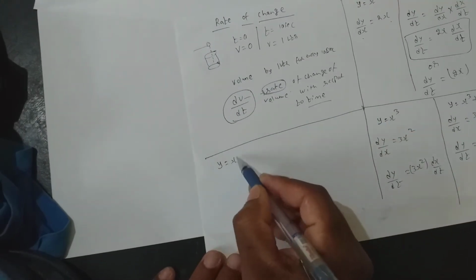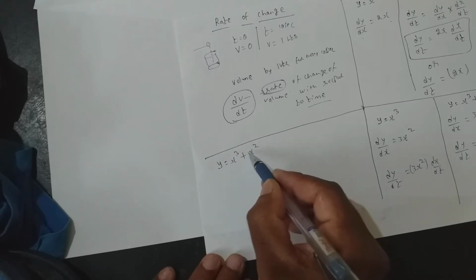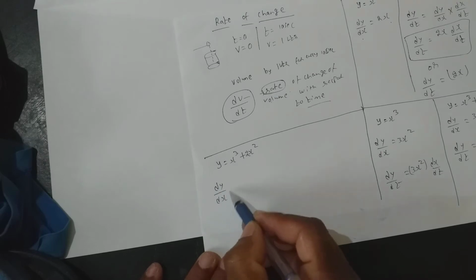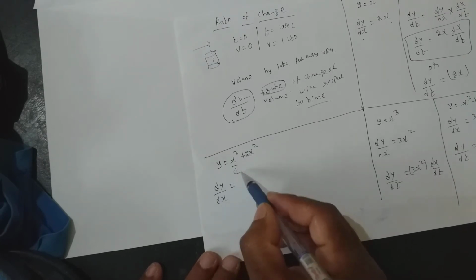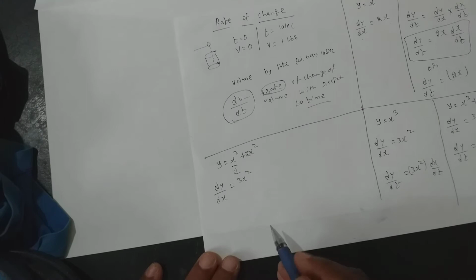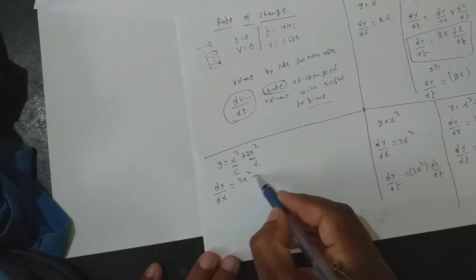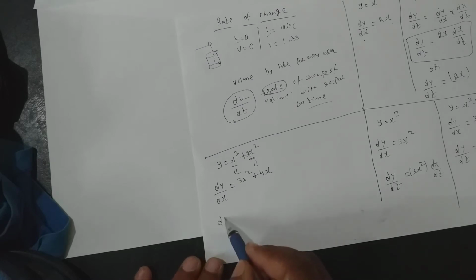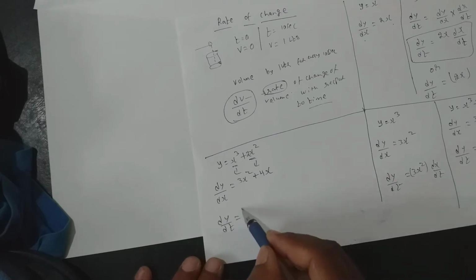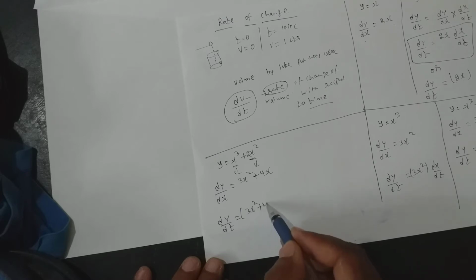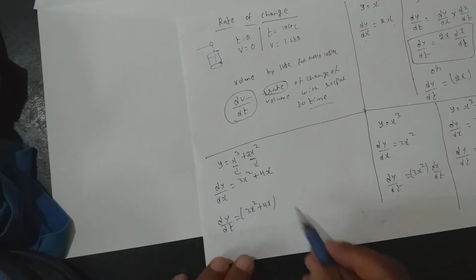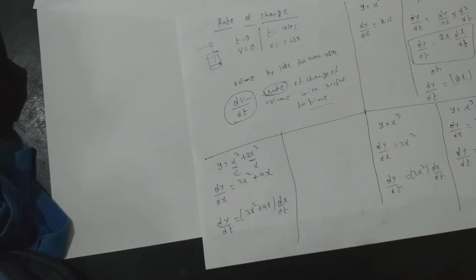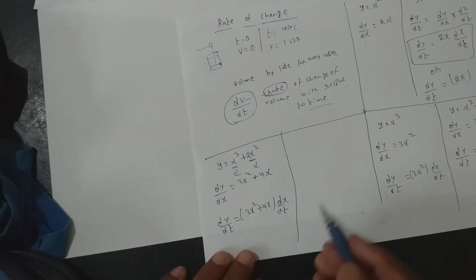If y equal to x cube plus 2x square, how much is dy by dx I get? For x cube I get 3x square. For 2x square I get plus 2 into 2x, I get 4x. So my dy by dt will be equal to, however much you got for dy by dx, write that first. At last just add d by dt of whatever letter is over here. Is it clear? One more example.